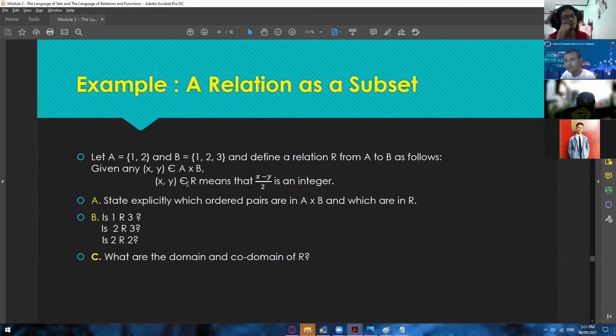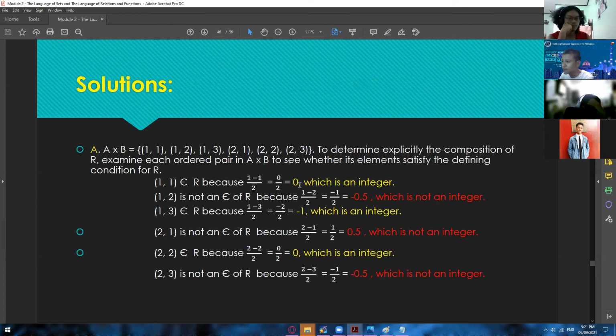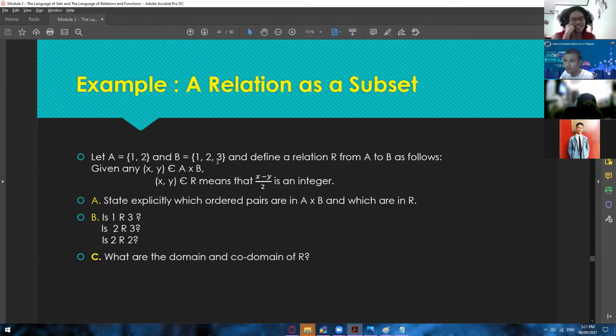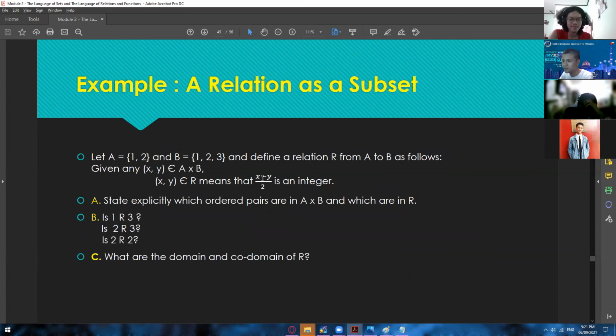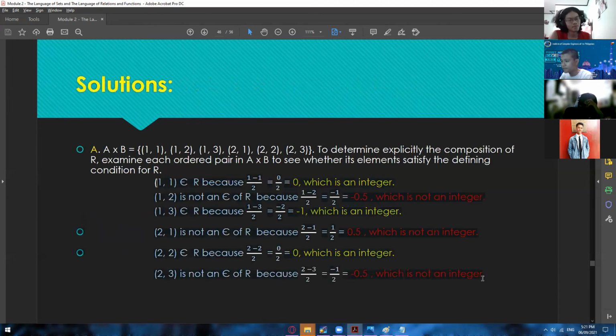So x, y is an element of R means that (x minus y) divided by 2 is an integer. If it's an integer, then they are in relation. But if it's not an integer, then they are not in relation. To make it quick, all you need to do is list all of the ordered pairs first. So we have (1,1), (1,2), (1,3), (2,1), (2,2), (2,3). Then you substitute the values of those ordered pairs into our condition, where (x minus y) divided by 2 is an integer. So here are all of the results.